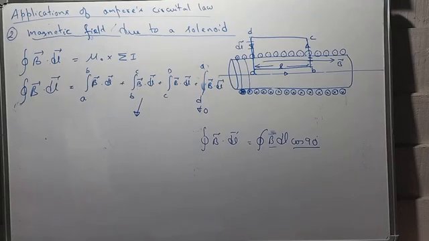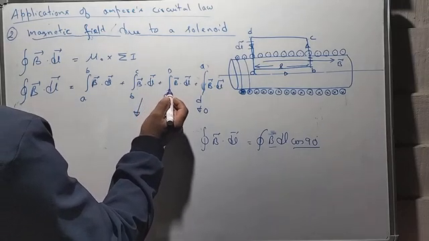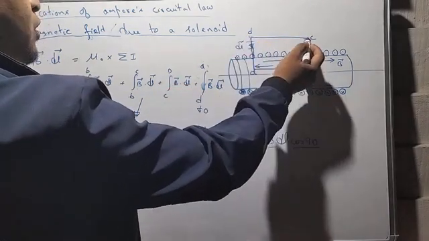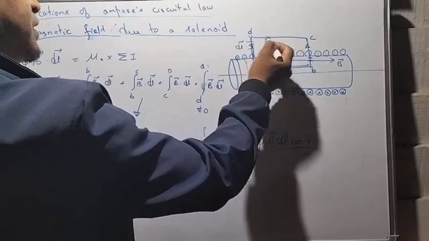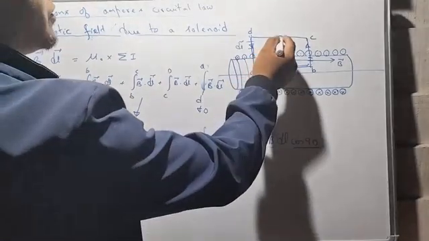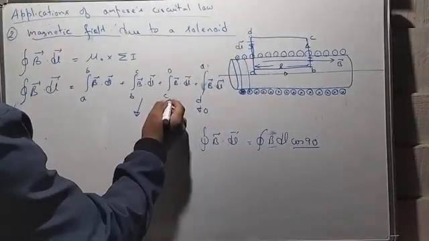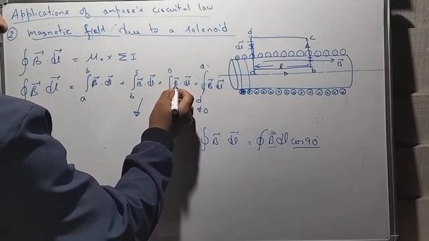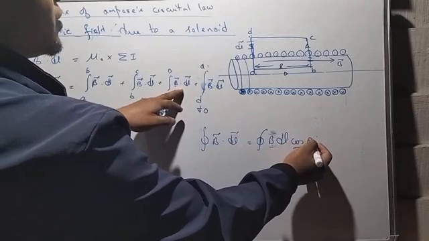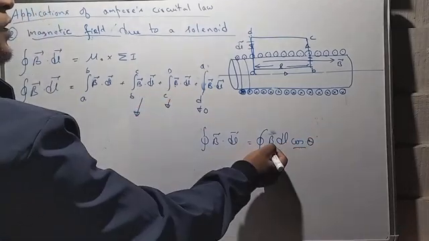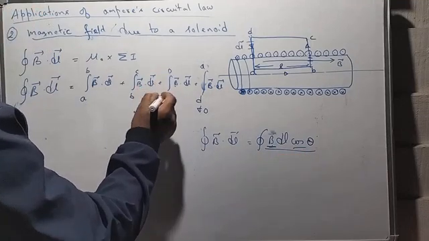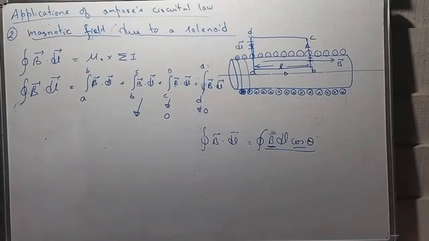Now look at the integral along the path CD. This CD is actually outside the solenoid. Outside the solenoid, we have seen before that the magnetic field is 0. So B dot dl can be written as B dl cos theta, but if B is 0, then everything will be 0. So the integral along the path CD also will be 0.